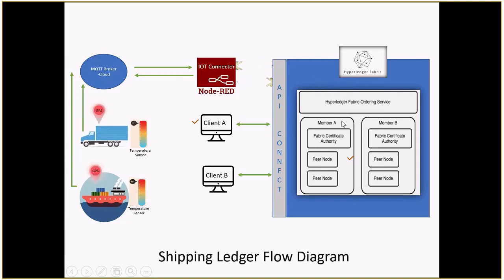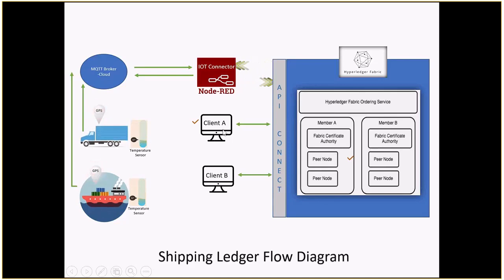If you go into the Hyperledger Fabric network, you can see member A, member B. These are basically organizations. I am choosing only one organization over here, member A. As of now we have one organization, two peer nodes, and one Fabric certification authority, which is responsible for generating the network cards. Our solution is deployed in this network in the peer nodes.